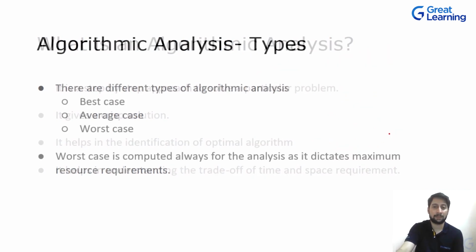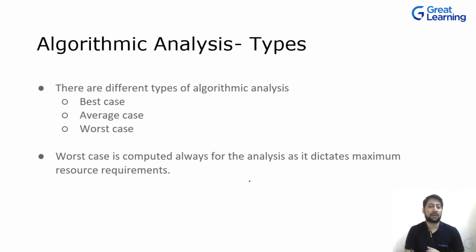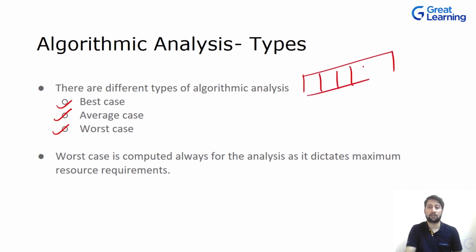Depending on certain parameters, you can define the best, worst and average case of a given problem. So there are different types of algorithmic analysis: best case, average case and worst case. The best case is when you are searching for an element in an array of, let's suppose, 100 size or 1000 size. If you're talking about linear search, the best case scenario is that the element you're trying to search is the first element. Done. This is your best case and it requires a constant amount of time.